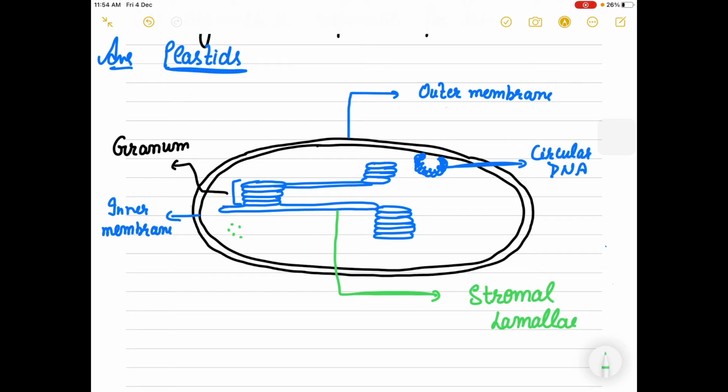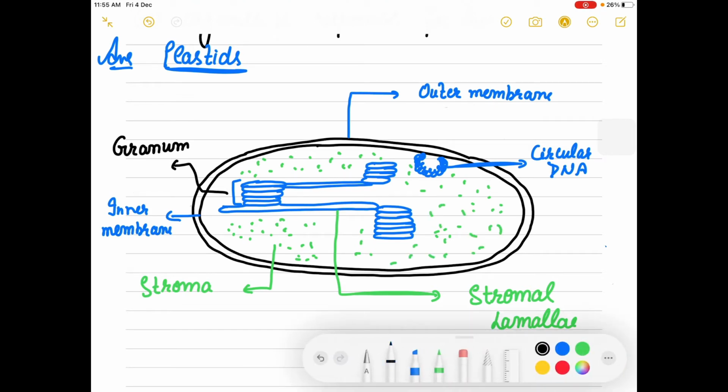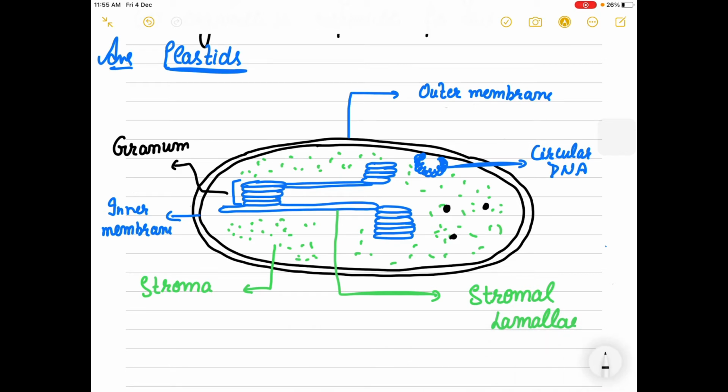Now inside this there is not cytoplasm, definitely. The material with which this whole plastid is filled is known as the stroma. This whole fluid-like substance is known as the stroma. It has its own DNA as well as its own ribosomes. So ribosomes are also present in the plastids, and you also have to draw them. So circular DNA, then there is the granum.